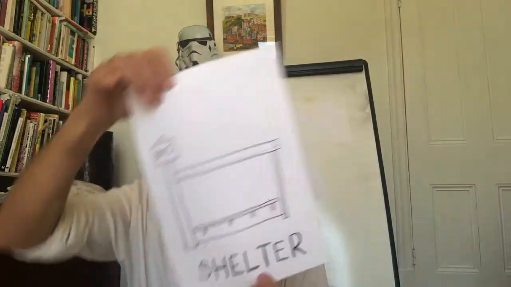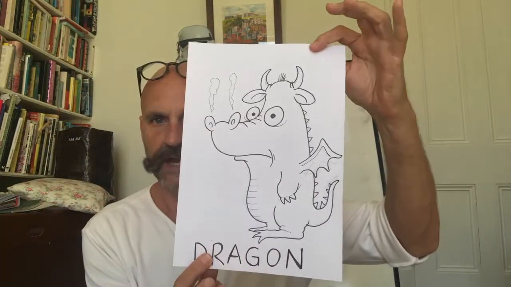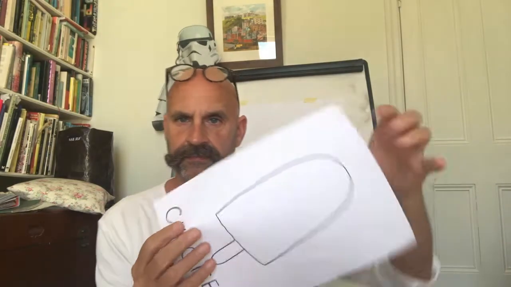Now, in the second one, the Random Story Generator spat out three more words for me to use. So those words were shelter, dragon and chalk ice. Really random stuff, okay? So I was thinking, what could I do with those?